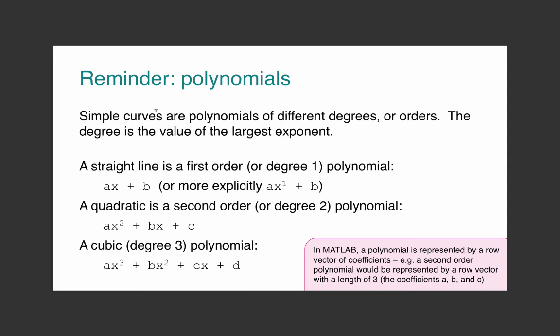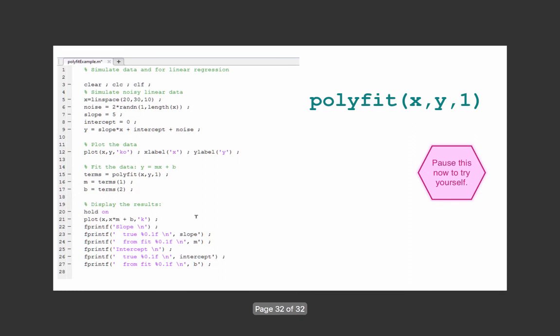Okay. So simple curves are polynomials of different degrees or orders. The degree is the value of the largest exponent. So for example, linear, x with exponent 1, is degree 1. Quadratic, you've got an x squared, so it's degree 2. Cubic is degree 3 because I've got an x cubed. So in MATLAB, a polynomial is represented by a row vector of coefficients. For example, a second order polynomial should be represented by a row vector of length 3. This is going to be the first value, second value, and third value inside that row vector.